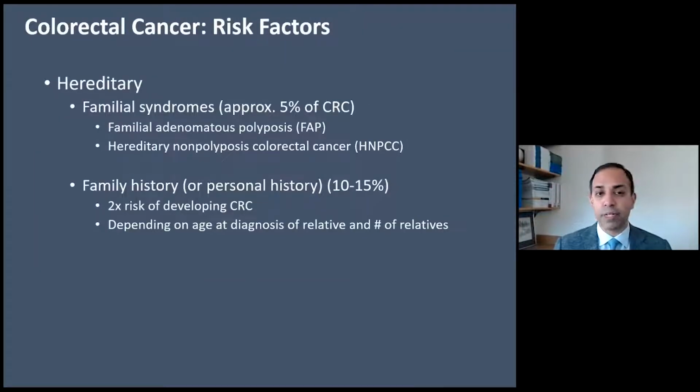There are some hereditary risk factors for colorectal cancer. A handful of familial syndromes have been identified in approximately 5% of patients who develop colorectal cancer. The two most notable of these are FAP, familial adenomatous polyposis, and HNPCC, hereditary non-polyposis colorectal cancer, also known as Lynch syndrome. These familial syndromes are associated with a significantly higher risk of developing colorectal cancer, and patients with these have different considerations regarding the intensity of screening, treatment, and surveillance.